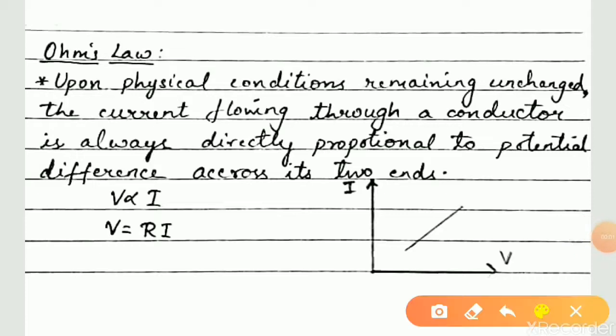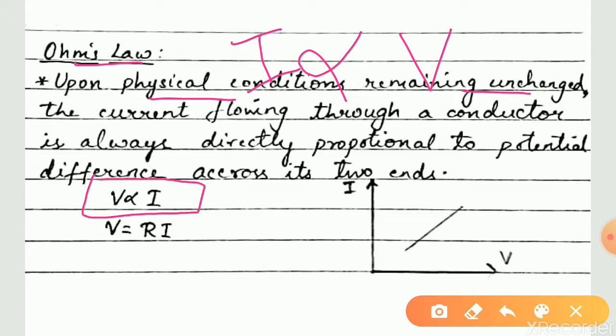Let us study about Ohm's law. It can be stated as: upon physical conditions remaining unchanged, the current flowing through a conductor is directly proportional to the potential difference across its two ends. That is, voltage is directly proportional to current. In order to remove the proportionality constant, we use a term R, which is called resistance. If a graph is plotted between voltage and current for linear elements, we get a linear line for elements or circuits that follow Ohm's law.